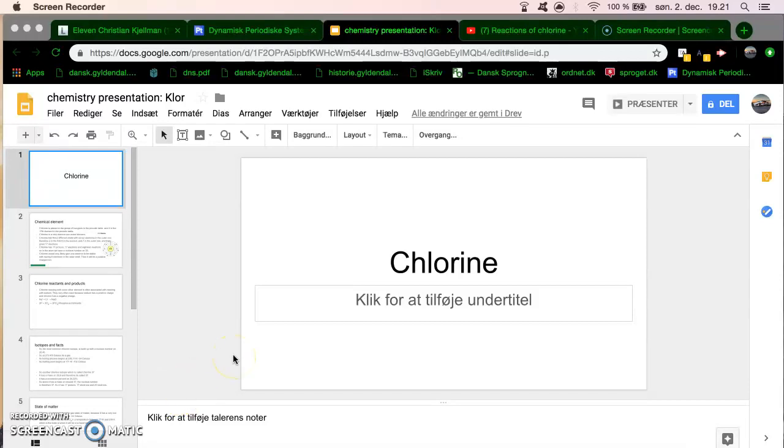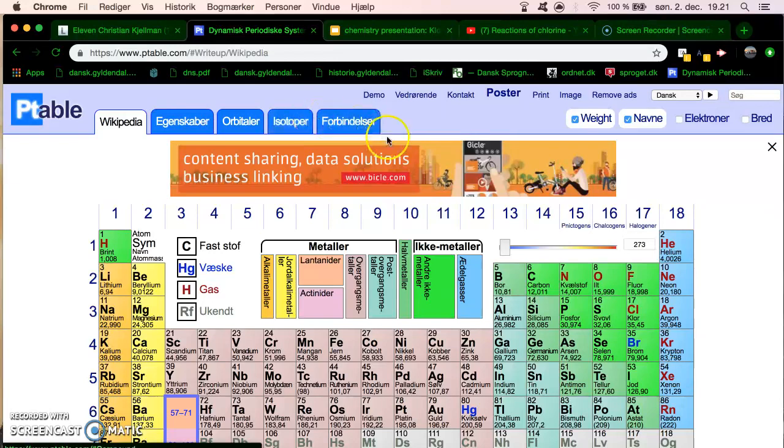Okay, so I want to tell you about chlorine. Chlorine is placed in the group of halogens in the periodic table, and it's the 17th element in the periodic table. It's in main group 7, so it has 7 electrons in the outer shell, and it has 3 shells, as seen here.